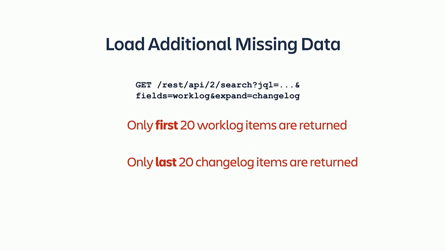And then when you're doing this pagination, also remember that not all data is returned. For example, only the first 20 worklog items per issue are returned. And just to make it more confusing, the last 20 changelog items are returned. So if you want to get all worklogs or all changelogs, you need to make specific additional queries. But in our case, we see that typically it's not so bad, typically a small minority of issues have more than that, and then we make these additional calls, and it doesn't slow us down significantly. Just remember that you need to check that you have received all the additional data that you need.